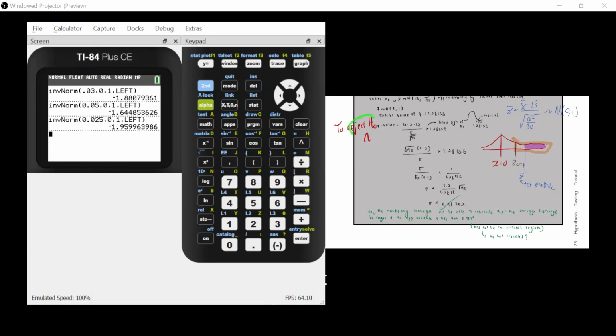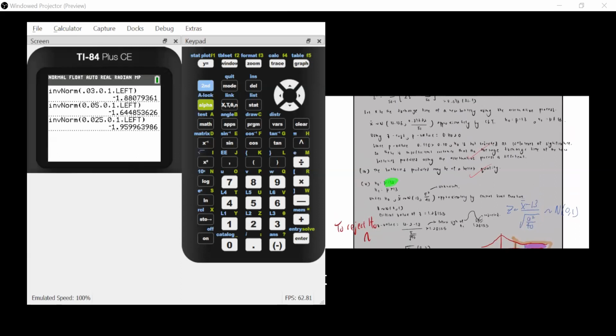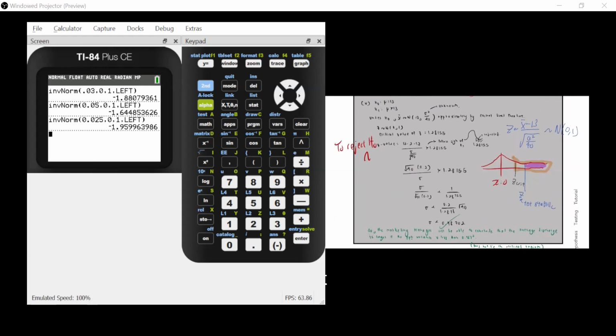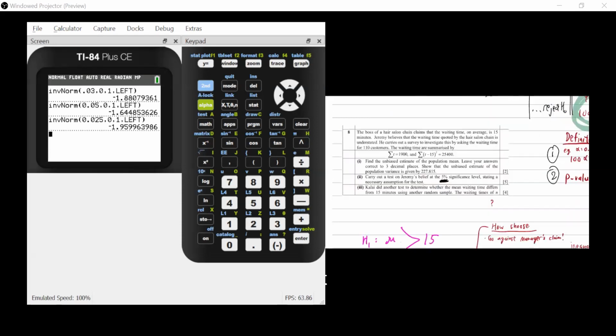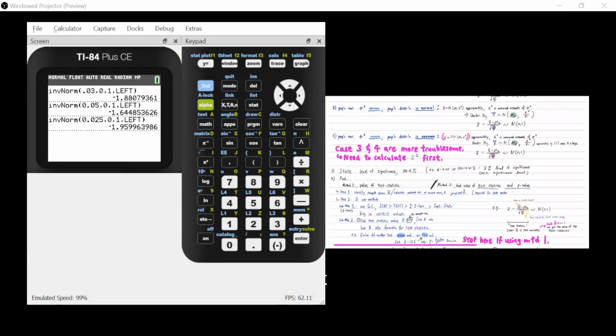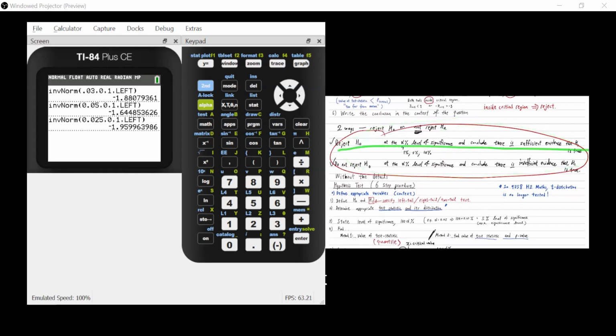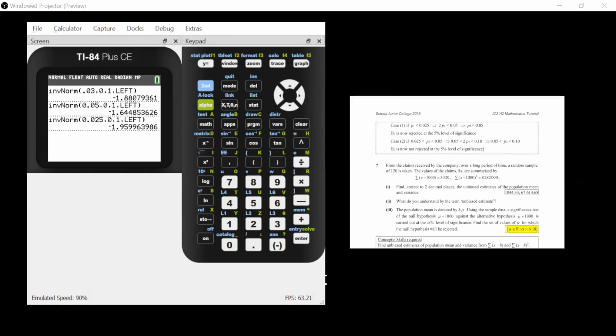But of course, you must contextualize. Don't just say reject H naught. So reject H naught will mean the discharge time is not 13. Or you can also say the standard phrasing. When you make a conclusion, just use one of these and write down something. Given the condition that the sigma is less than something, 0.987. Okay. And just give a comment.